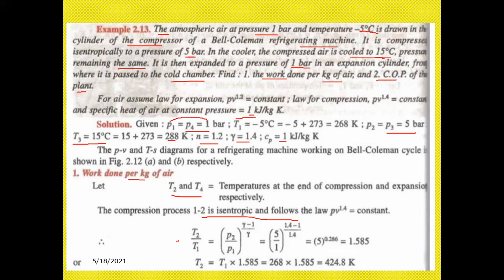Therefore, T2 by T1 is equal to P2 by P1 to the power of gamma minus 1 by gamma. So substitute the values. What is the P2 value? P2 value is 5 bar, P1 value is equal to 1 bar. Therefore, (5 by 1) to the power of (1.4 minus 1) by 1.4, that is equal to 1.585.